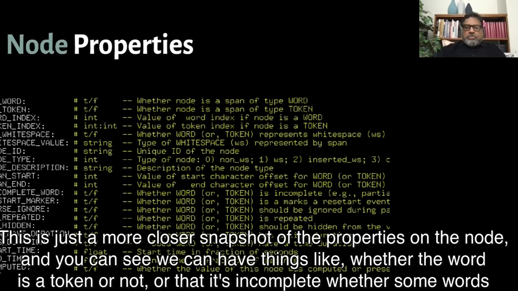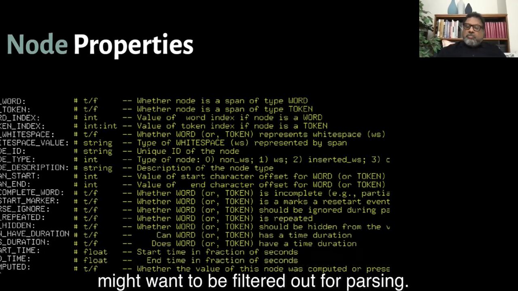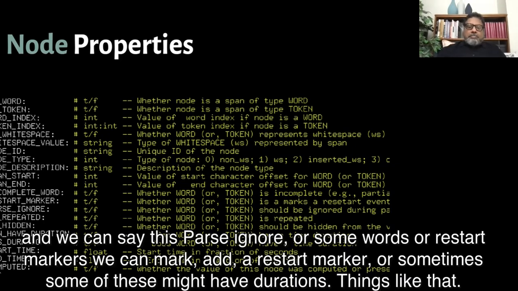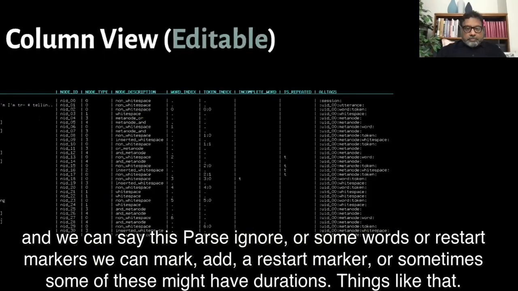This is just a closer snapshot of the properties on the node. You can see we can have things like whether the word is a token or not, whether it's incomplete, whether some words might want to be filtered out for parsing. We can say parse ignore, or some words are restart markers. We can add a restart marker, or sometimes some of these might have durations, things like that.